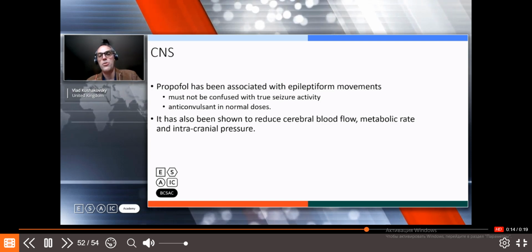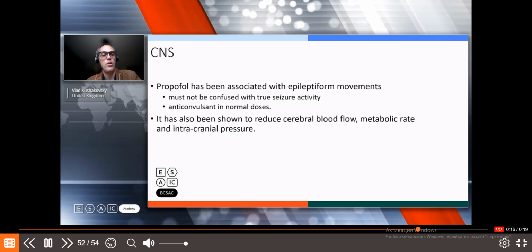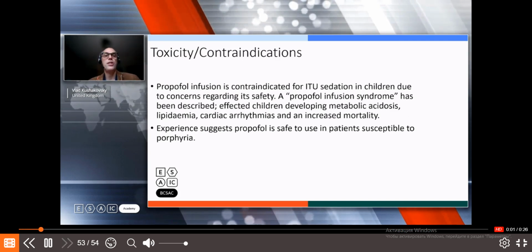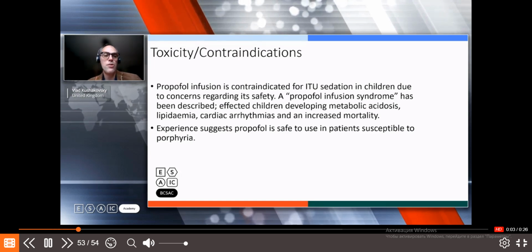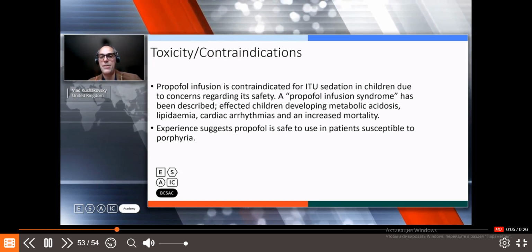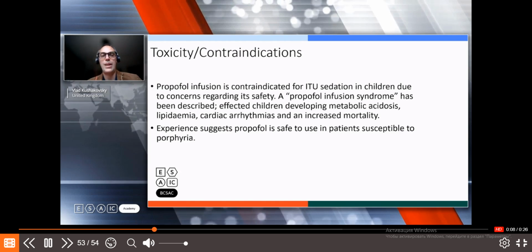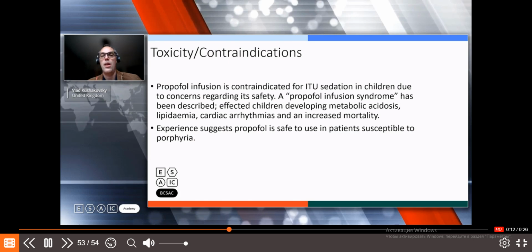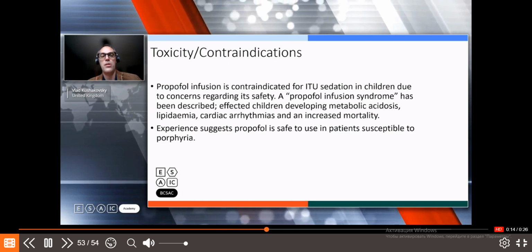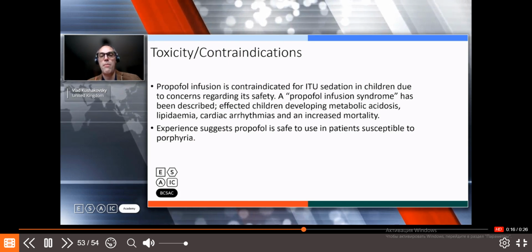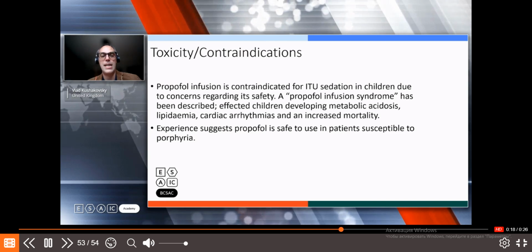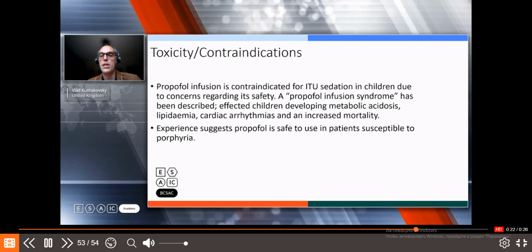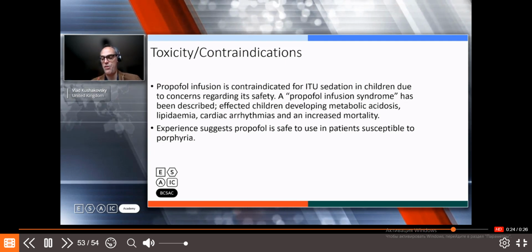It has also been shown to reduce cerebral blood flow, metabolic rate, and intracranial pressure. Propofol infusion is contraindicated for ICU sedation in children due to concerns regarding its safety. Propofol infusion syndrome has been described, and it essentially affects children, developing metabolic acidosis, lipidemia, cardiac arrhythmias, and increased mortality. Experience suggests that propofol is safe to use in patients susceptible to porphyria.